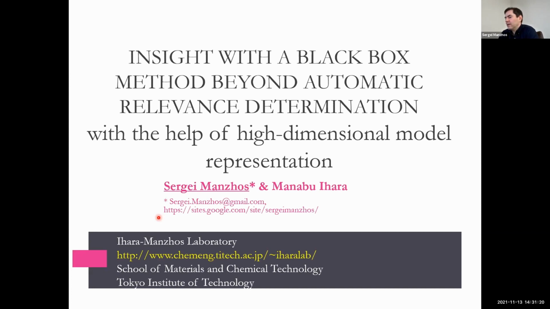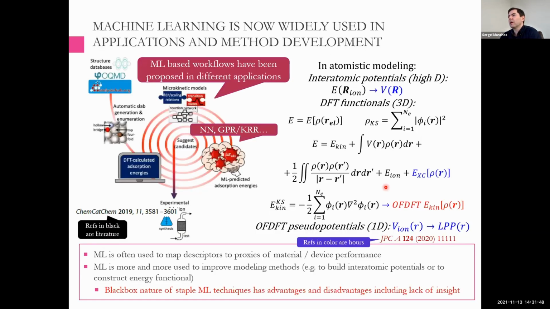I will speak today about our recent experimentation on using our machine learning tools combined with the so-called high-dimensional model representation to try to not only be able to machine learn the data from sparse sets, but also to reveal the relevance of different combinations of variables.